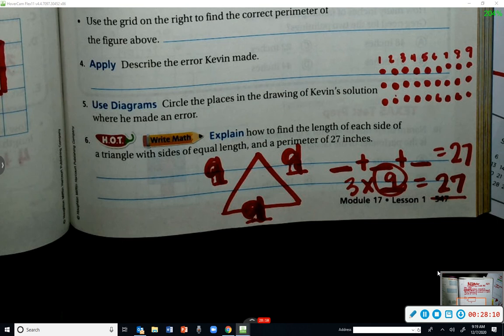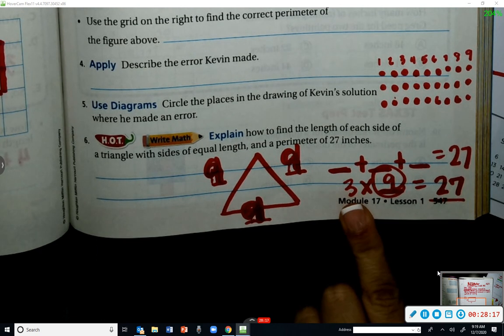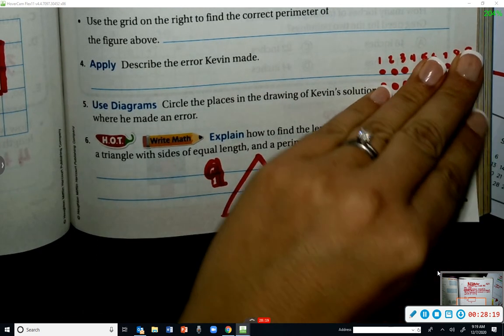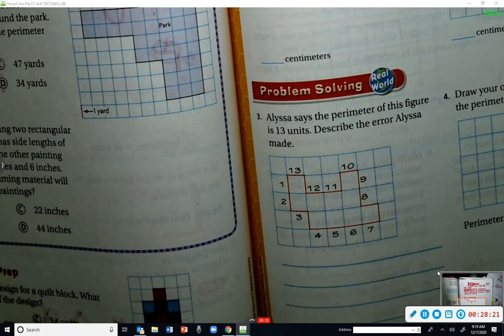Where did the 3 come from, Aaliyah? The triangle, because there's how many sides on a triangle? 3. So the 3 comes from how many sides? Good. All right, flip the page.